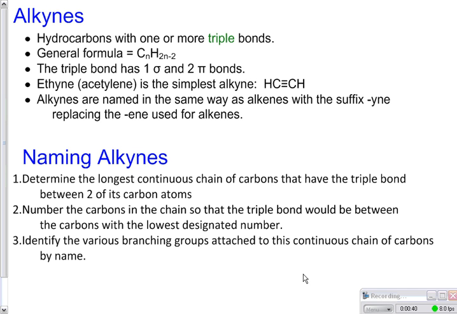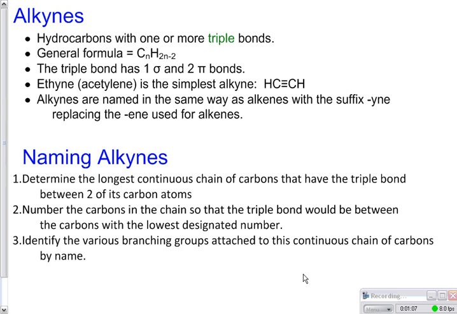So alkynes are named the same way as you named alkenes, only change the ending to YNE, pronounced "ine," instead of using ENE. So the rules are here. Determine the longest continuous chain of carbons that have the triple bond between two of its carbons. So that's key. You need to make sure that the parent chain includes the triple bond. And then you're going to number the carbons so that the triple bond has the lowest set of numbers.